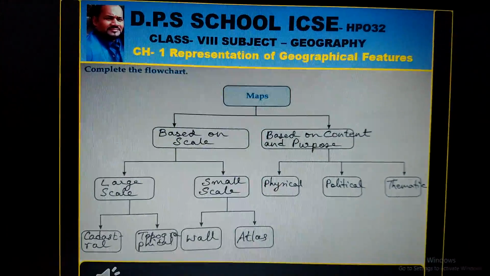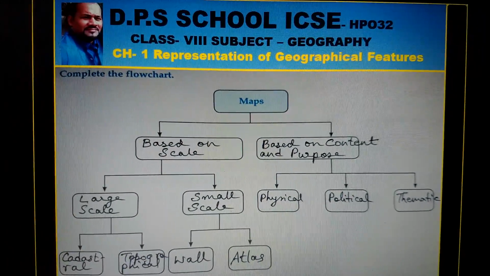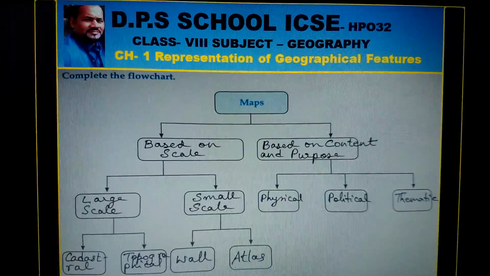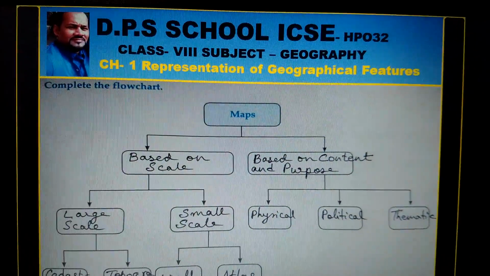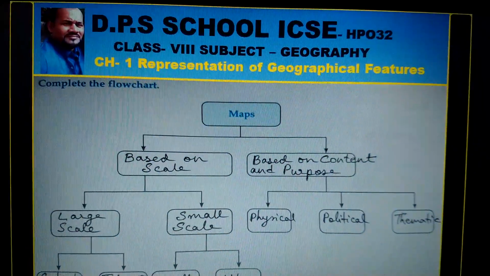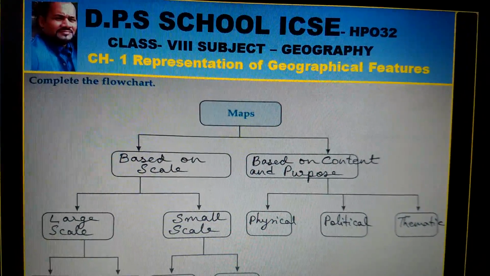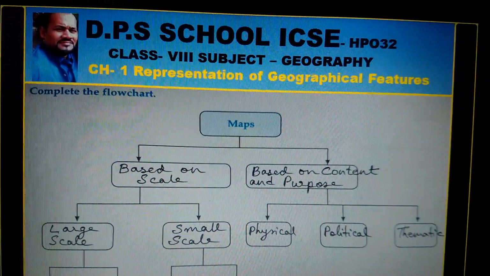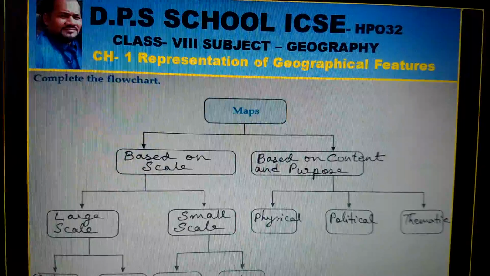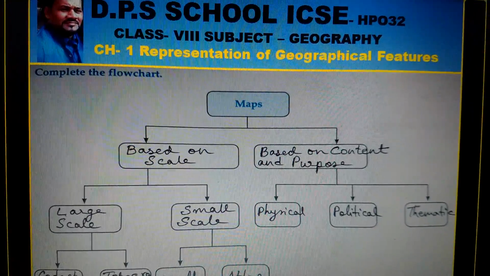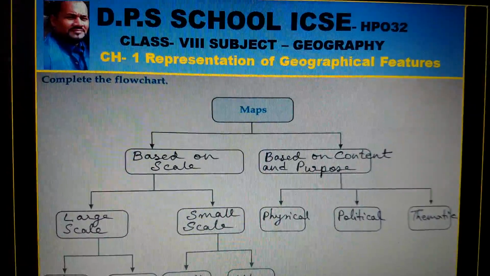Now we see that there is a complete flow chart. You see at the top right, in the box, is written maps. Then on your left hand we have the based on scale, and on the right hand we have the based on the content and purpose. On the left hand we have based on scales, which is divided into 2. One is large scale and the other is small scale.